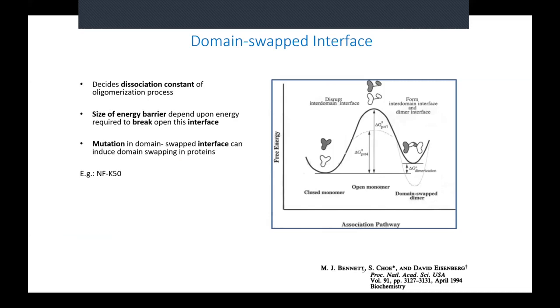After hinge regions, we analyzed interface regions. As mentioned earlier, the domain swapped interface needs to be denatured to form open conformers, which in turn is critical to form domain swapped oligomers. The energy required to partially unfold the monomer decides the height of the energy barrier while transitioning from monomer to oligomer. Hence, we decided to study what kind of interactions are present in DSI and NSI.